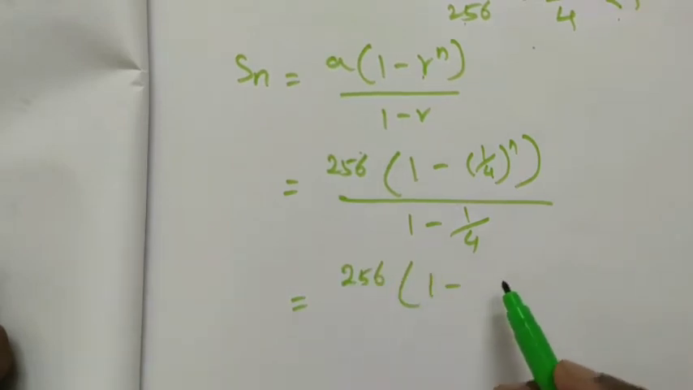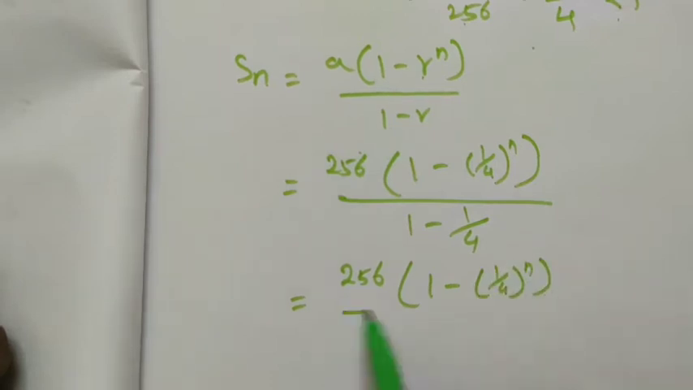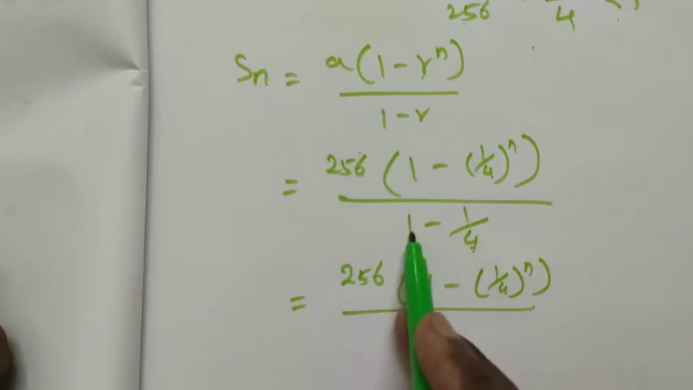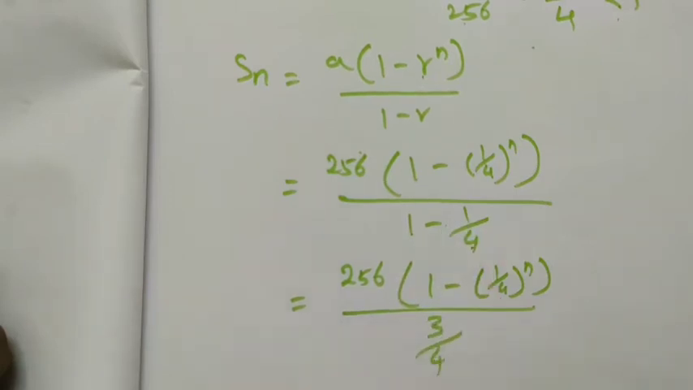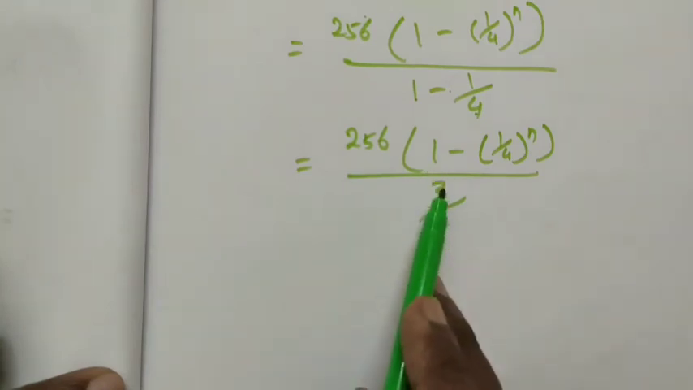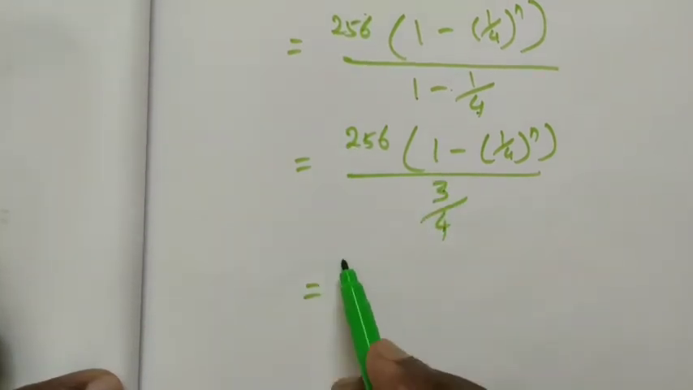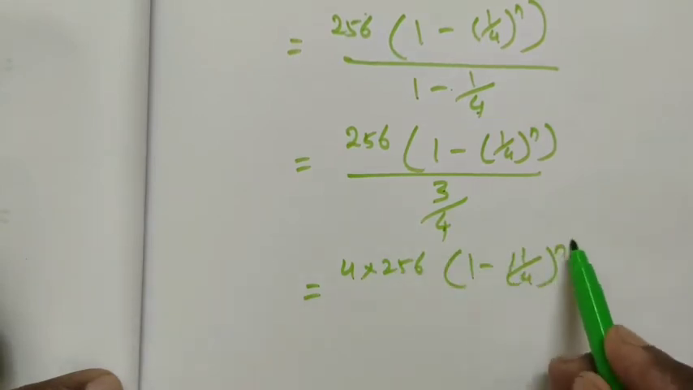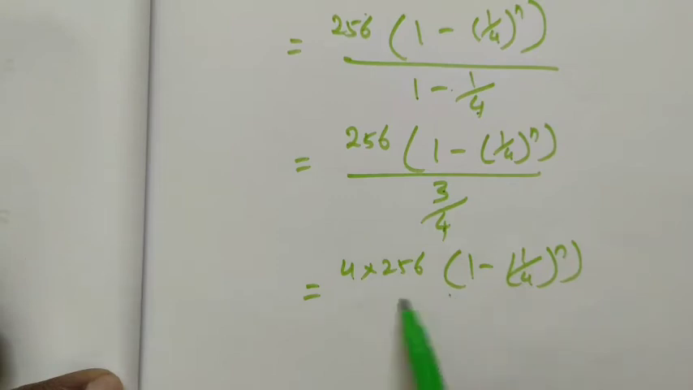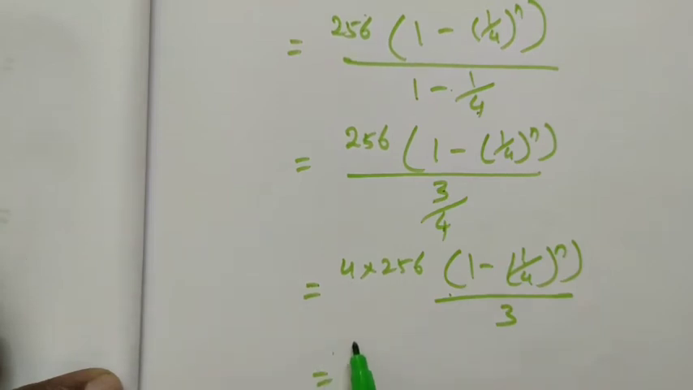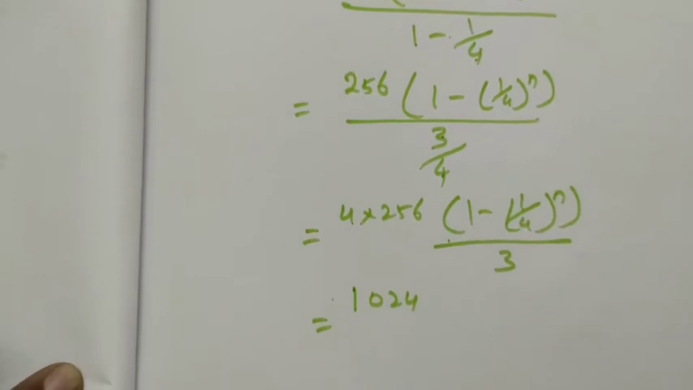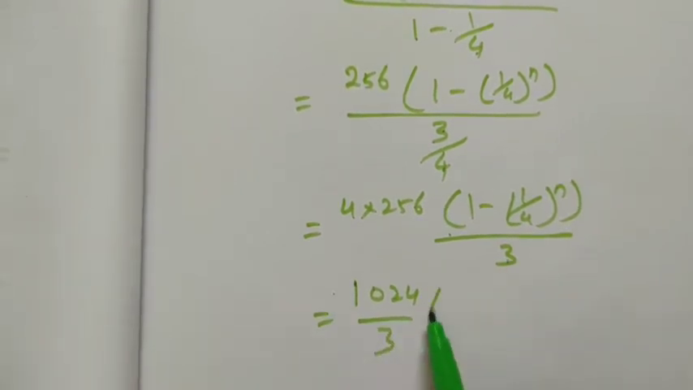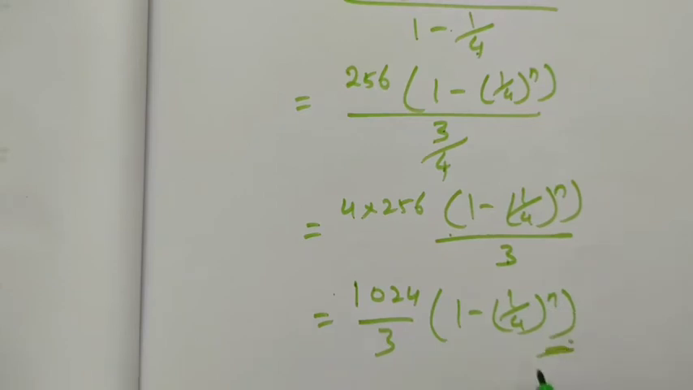So 256 into 1 minus 1 by 4 whole power n divided by, if you take the LCM for this, 4 ones are 4, 4 minus 1 is 3 by 4. And then the denominator of the denominator should be in the numerator. So 4 into 256 into 1 minus 1 by 4 whole power n, divided by 3. If you multiply this, 256 into 4 is 1024, so we get 1024 by 3 into 1 minus 1 by 4 power n. This is the value.